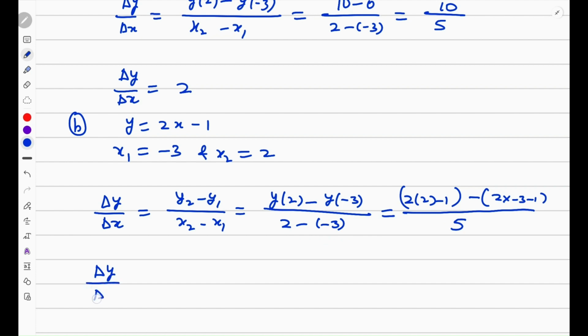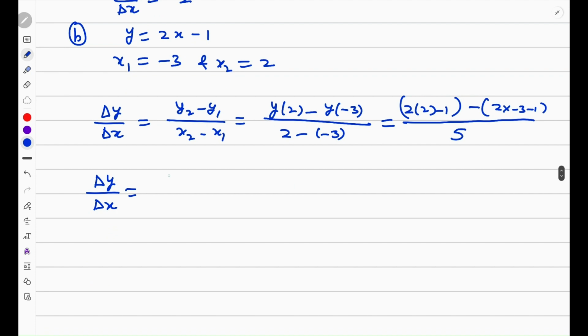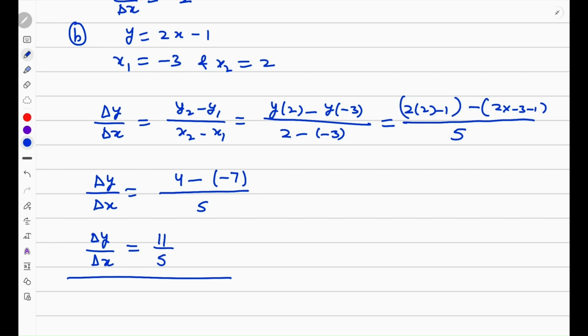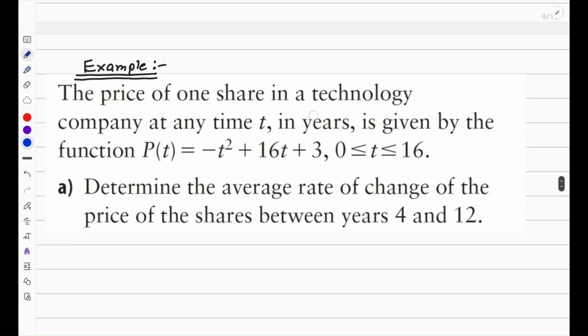So delta y over delta x comes out as 4 minus minus 7 over 5. So delta y over delta x is 11 over 5. So this is the average rate of change for this function. We can take one more example.